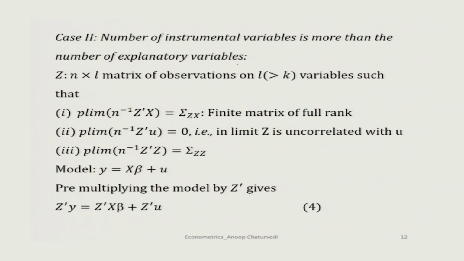Now, we consider the second case, when the number of instrumental variables is more than the number of explanatory variables. So, Z is of order n cross L, and L is greater than k. We also assume that the probability limit of n inverse Z transpose x is equal to sigma z x, a finite matrix of full rank. The probability limit of n inverse Z transpose u is equal to 0, that is, in the limit Z is uncorrelated with u. And the probability limit of n inverse Z transpose Z is equal to sigma z z. Then we write the model y equal to x beta plus u, and pre-multiply the model by Z transpose, which gives Z transpose y equal to Z transpose x beta plus Z transpose u.